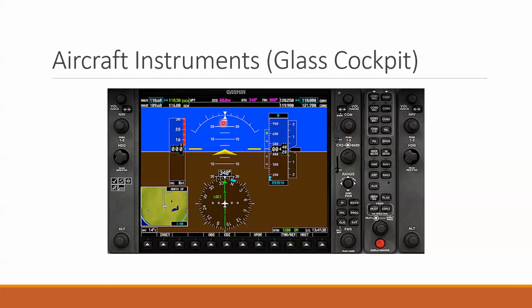And this indicates your turn coordination. If it's off to the left of the triangle, then you know you're uncoordinated to the left. If it's off to the right, you're uncoordinated to the right. And so you want it to be right under the triangle. You want it to be lined up with that triangle, and that indicates your turn coordination.